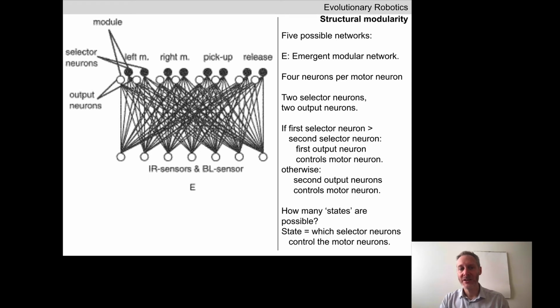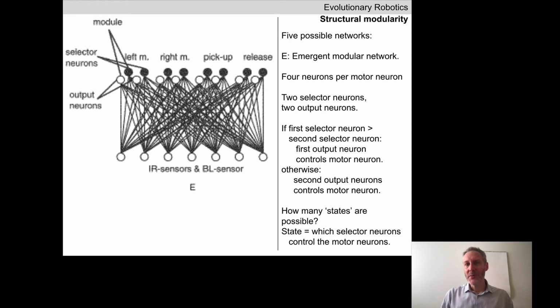So there is never any switching between this module and this module. There is no switching between this module and this module. Hopefully that makes sense. That means that in this particular evolved network E, there's no real neural modularity. The robot is never using different neural modules. The selector neurons are never outputting values that cause switches between different neural modules.